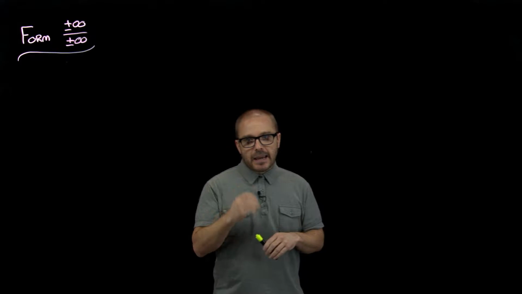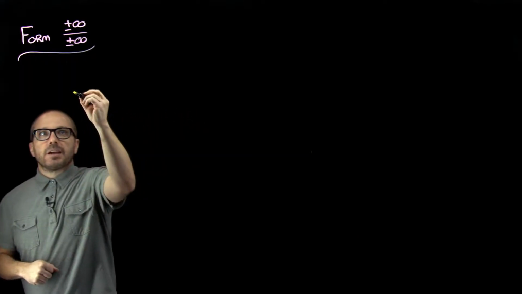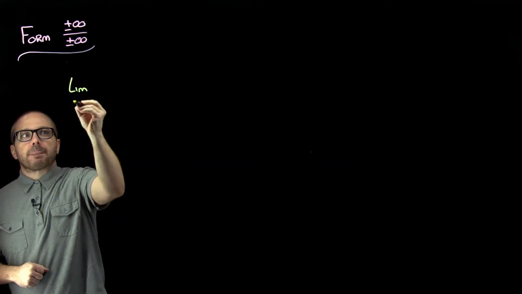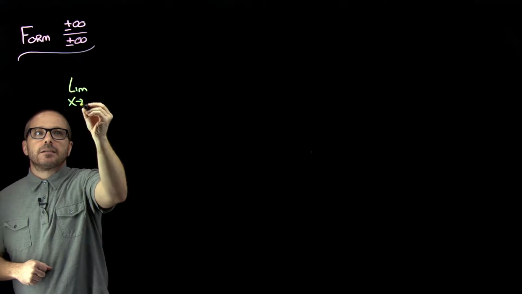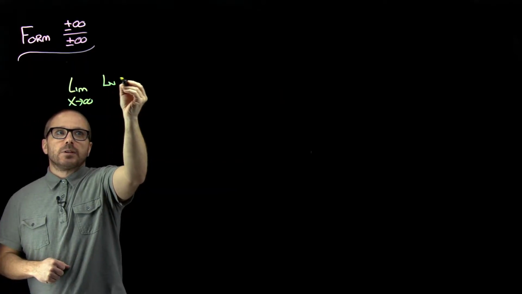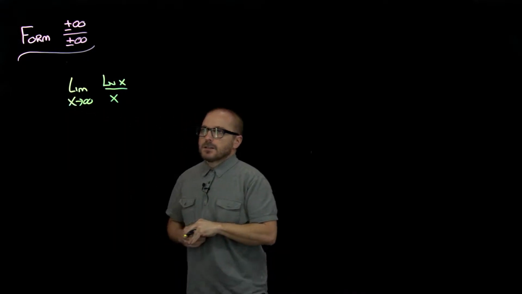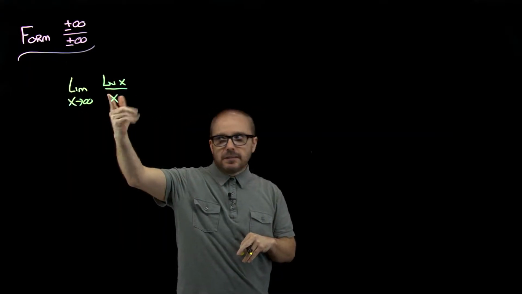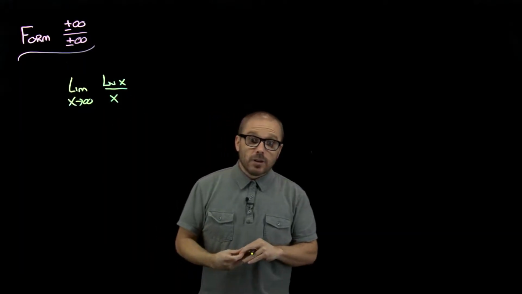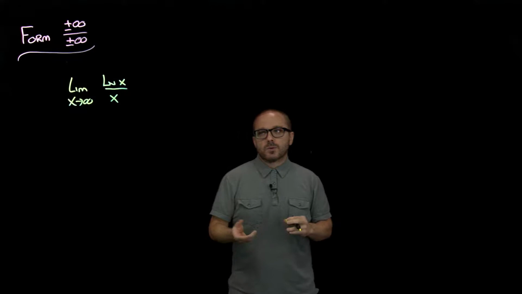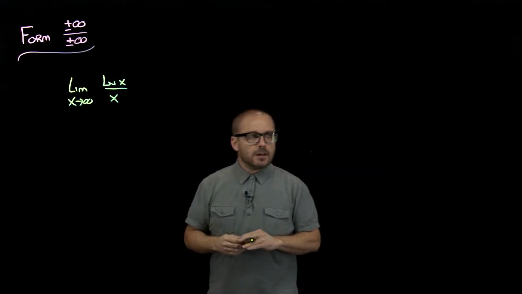So I want to do an example of where we have a ratio of infinities. So for example, say we wanted to evaluate the limit as x goes to infinity of natural log of x over x. So x is easy. We know that as x goes to infinity, x goes to infinity. Natural log of x, we'll be looking at logs quite a bit in the future. So let's just remind ourselves what the behavior of logs are.